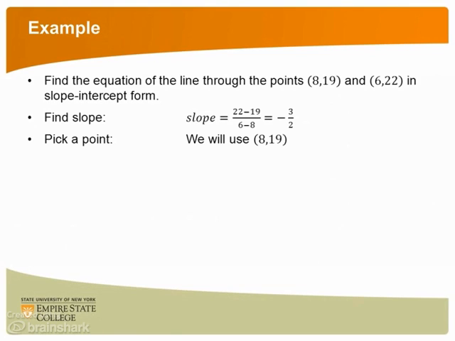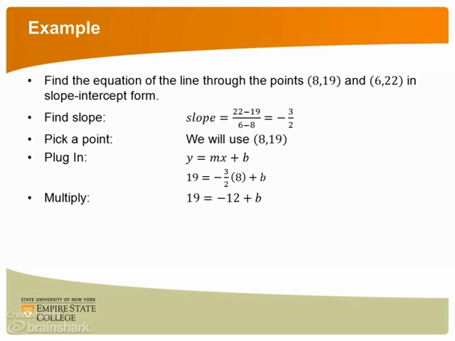Now we need to pick a point. We choose the point (8, 19). We want to plug into the slope-intercept form, which again is y equals mx plus b. Our slope is negative 3/2. The x value of our chosen point is 8, and the y value is 19. So we plug those numbers into the appropriate parts of the formula.